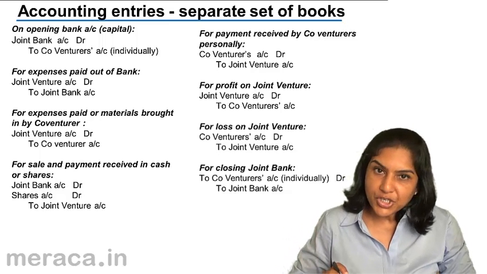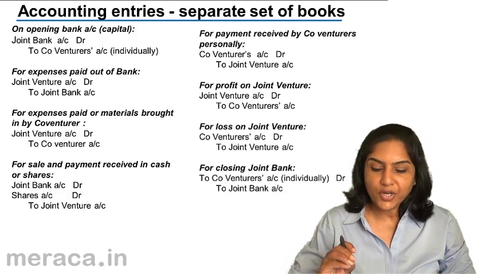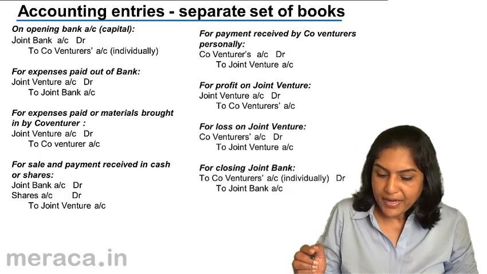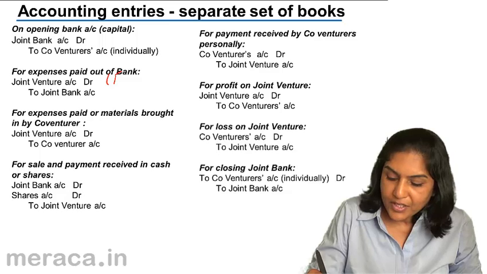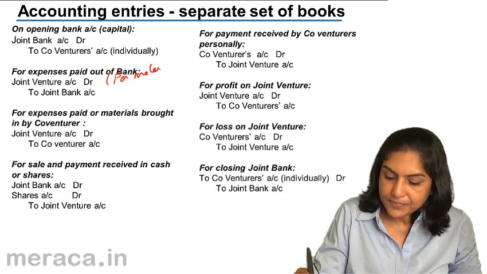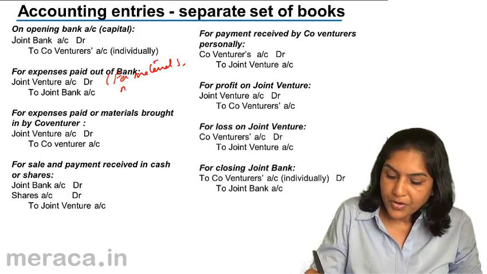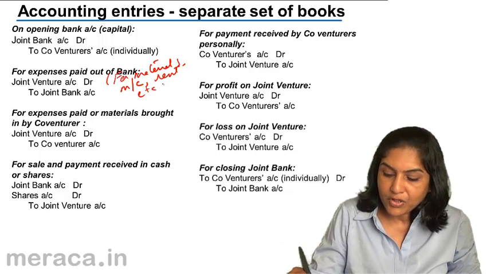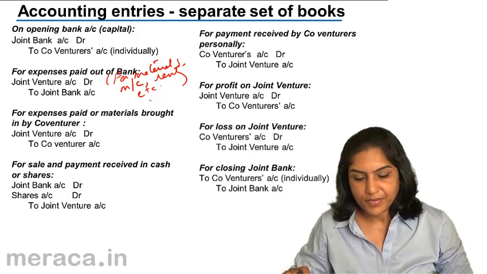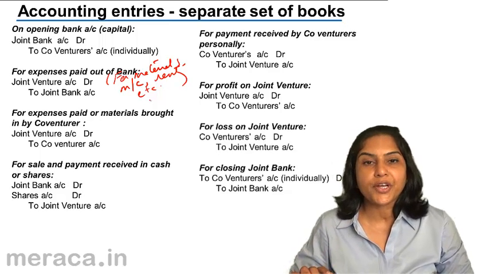If you purchase machinery too, it would be joint venture account debit to joint bank account. So for expenses paid out of the bank, whether it's for materials or machinery or rent, whatever, all three are different, but everything would be debited to the joint venture account.